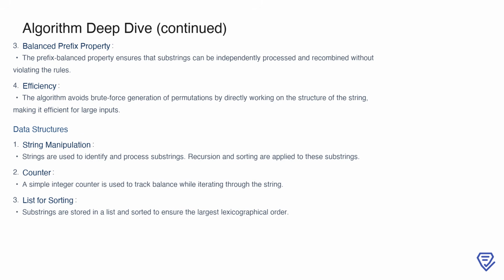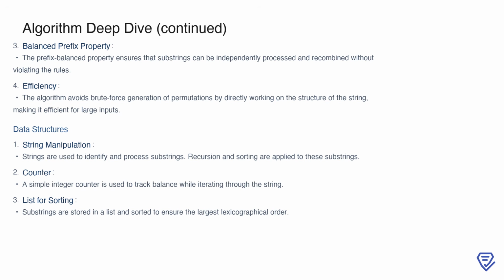An additional insight is the importance of the balanced prefix property. This property guarantees that substrings can be processed and recombined independently without breaking the conditions of a special binary string. The algorithm is designed to leverage this property, allowing efficient processing of the input. Speaking of efficiency, the method avoids brute force approaches, such as generating all possible permutations, by working directly with the inherent structure of the string.